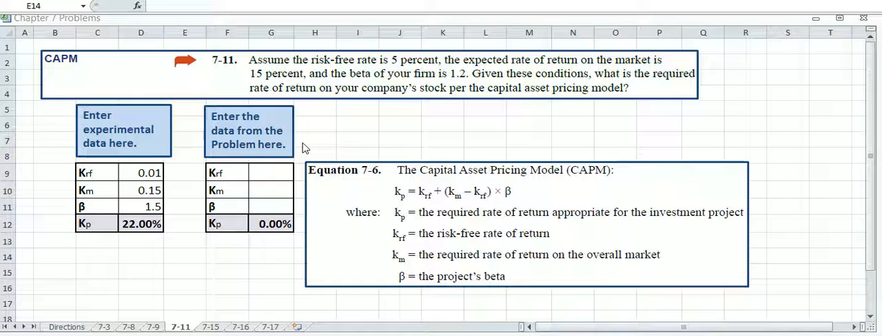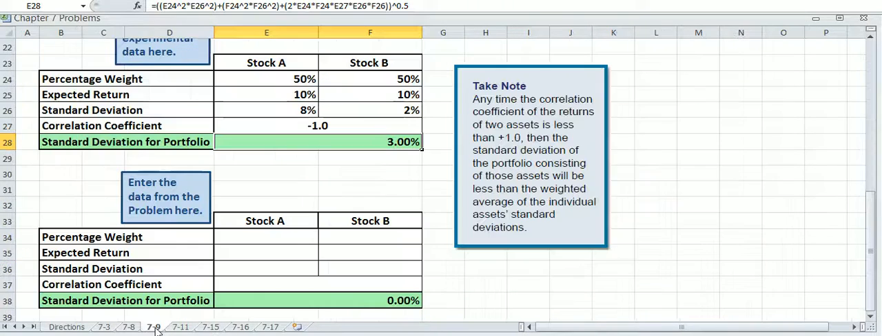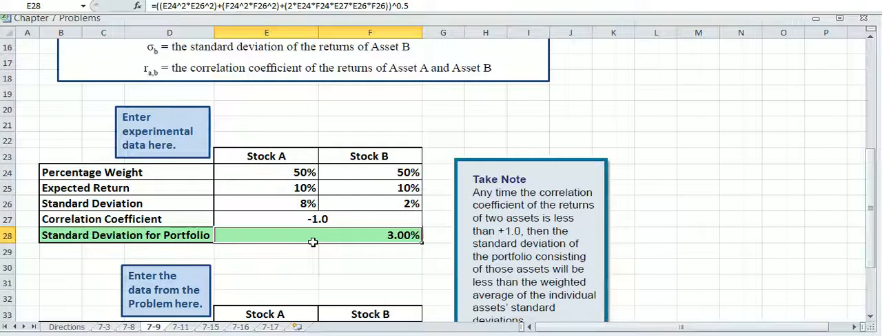In this video, we are looking at problem 7.11 in your book, where we're going to use the capital asset pricing model to calculate the required rate of return appropriate for the investment project. But before we do that, I want to jump really quickly back to problem 7.9 and just show you the formula that's in the green cell right here.